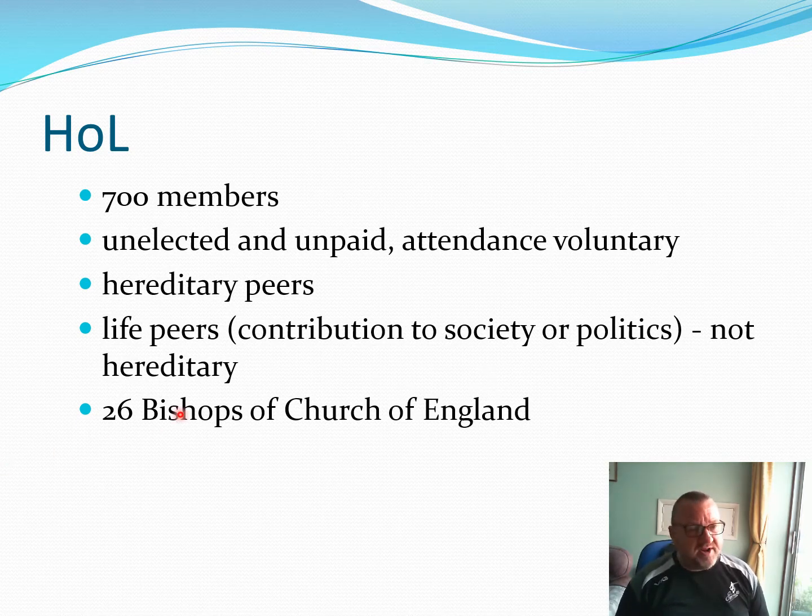There are hereditary peers, and what I mean by hereditary peer is a lord whose title, if you are the lord of so and so, you also automatically have a seat in the House of Lords, and when you die, your son, your daughter, whatever, takes over. Life peers are slightly different. They are people that have contributed to society or politics and are appointed to the House of Lords, and when they die, they lose their position.